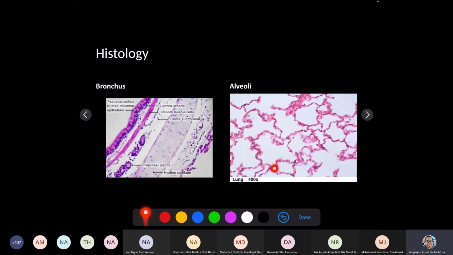So this is the alveoli. The empty space here is the alveolar space where air usually comes in, and there are small capillaries in the wall where oxygen and carbon dioxide exchange occurs to facilitate ventilation and perfusion.